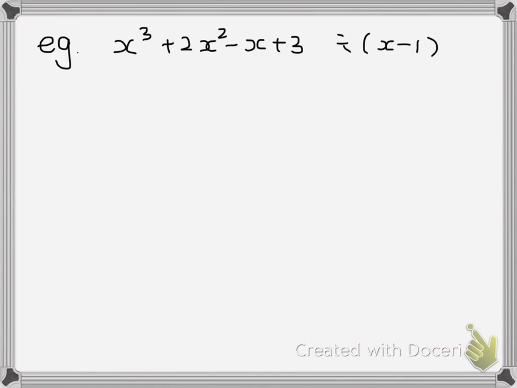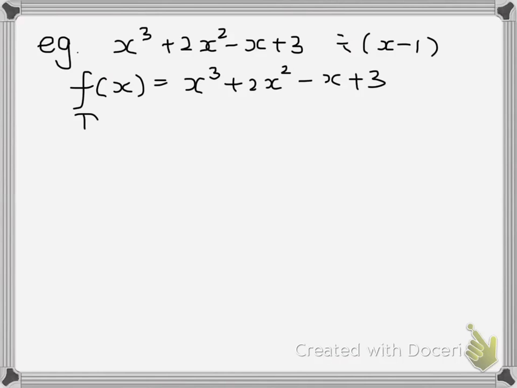Alright, so for instance you have something like this. What is the remainder when this f(x), which is x cubed plus 2x squared minus x plus 3, is divided by x minus 1? So yes, this is the question. What is the function of x here? The function of x here is x cubed plus 2x squared minus x plus 3, right?